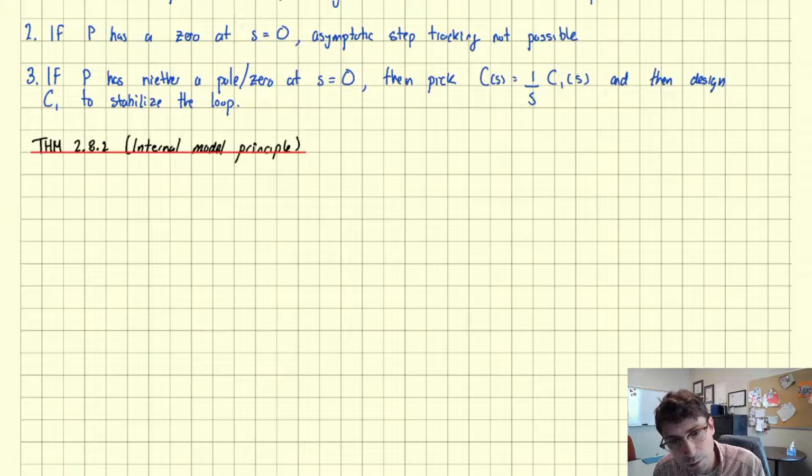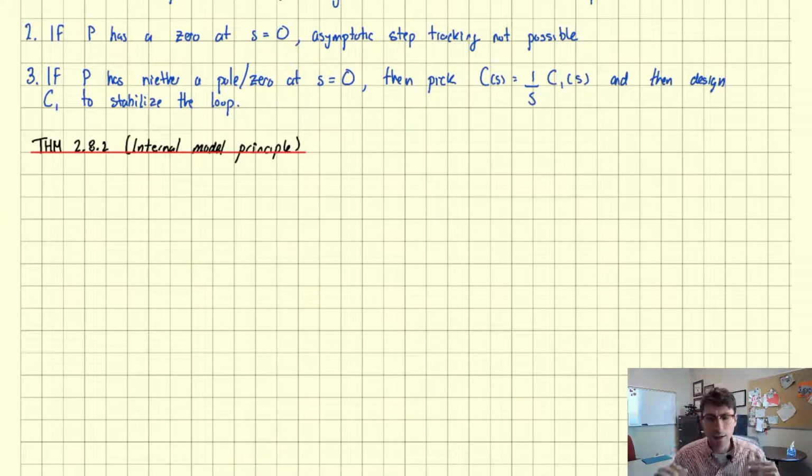Okay, so the internal model principle is beautiful. Basically, it says that any good controller should have a model of what you're trying to track. I'm going to run out of time, so I probably won't be able to write it, but let me just make the comment. It's basically saying that if you want something to track, the controller should have a model of the thing it's trying to track inside of it.